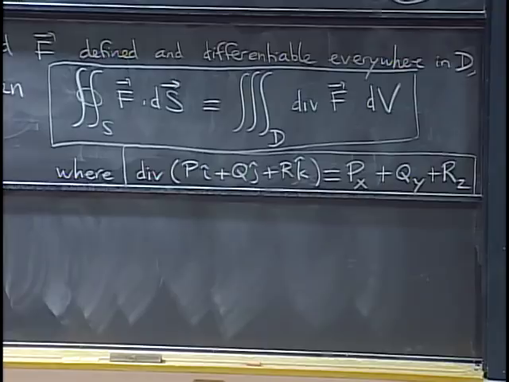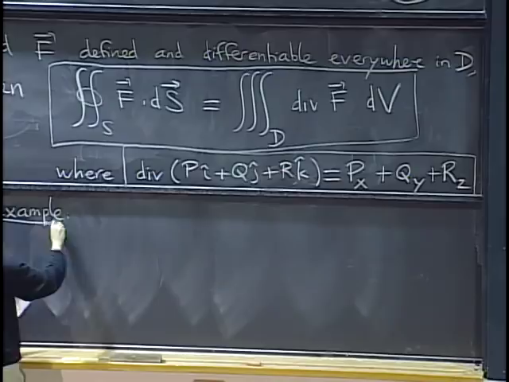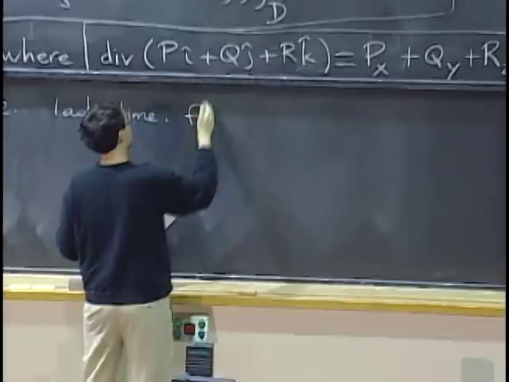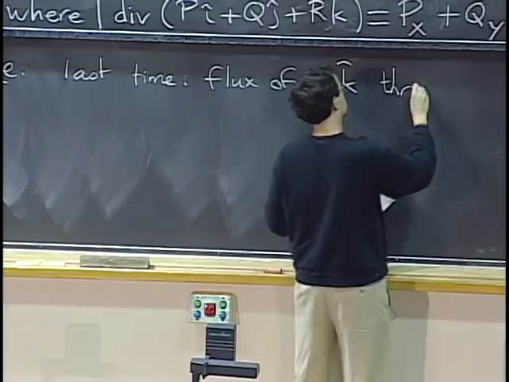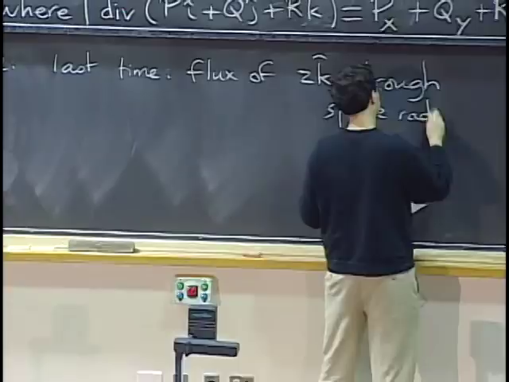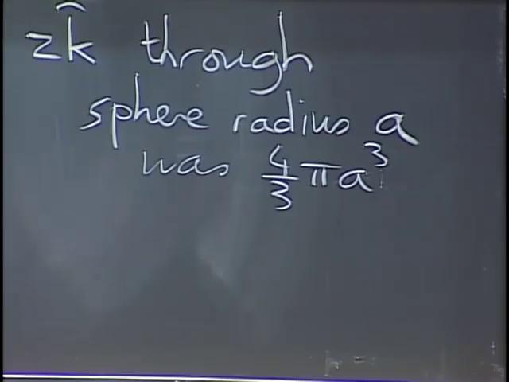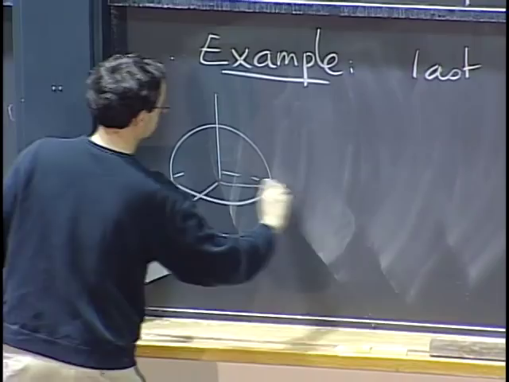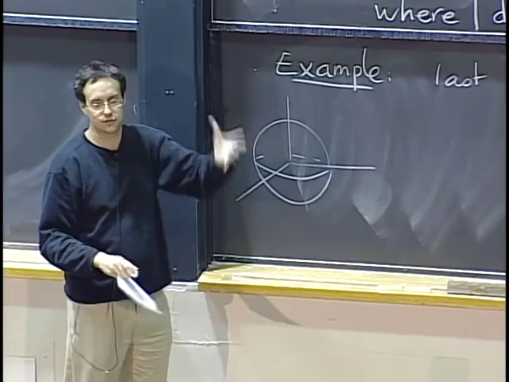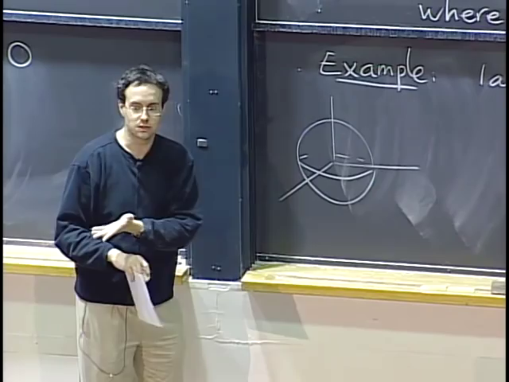So, for example, last time we saw that the flux of the vector field zk through a sphere of radius a was 4/3 pi a cubed by computing the surface integral. Well, if we do it more efficiently now by the divergence theorem, we're going to use it for this sphere. Because we're doing the whole sphere, it's fine. It's a closed surface. We couldn't do it for, say, a hemisphere or something like that. For the hemisphere, we'd need to add maybe the flat face at the bottom or something like that.